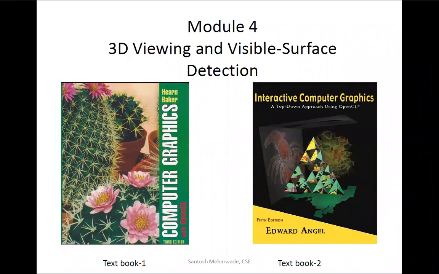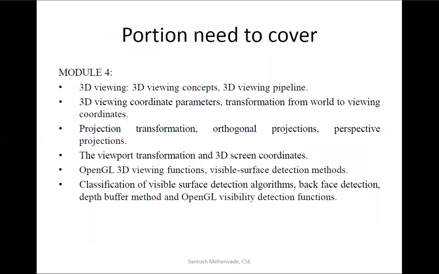Most of this particular module is covered in textbook 1. If you want to read further about three-dimensional viewing and visible surface detection, you can go through textbook 2, that is Interactive Computer Graphics by Edward Angel, 5th edition. That is the portion we need to cover here.